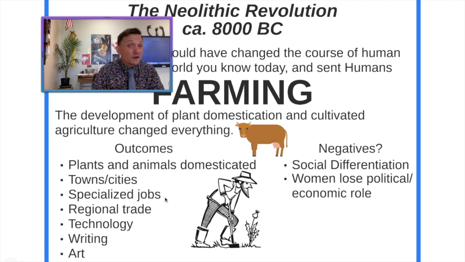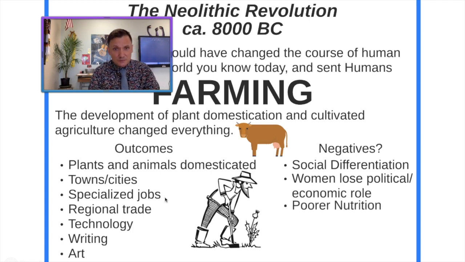Then also, women are going to see a massive drop in political and economic roles, right? Due to the fact that gathering is not necessary anymore, women were going to be reserved mostly to their more primitive, sedentary roles, particularly in the raising and rearing of children, and particularly shuttered-away jobs in the household, right? So they're going to lose that economic viability. They're going to lose political participation, right? So poorer nutrition as well.